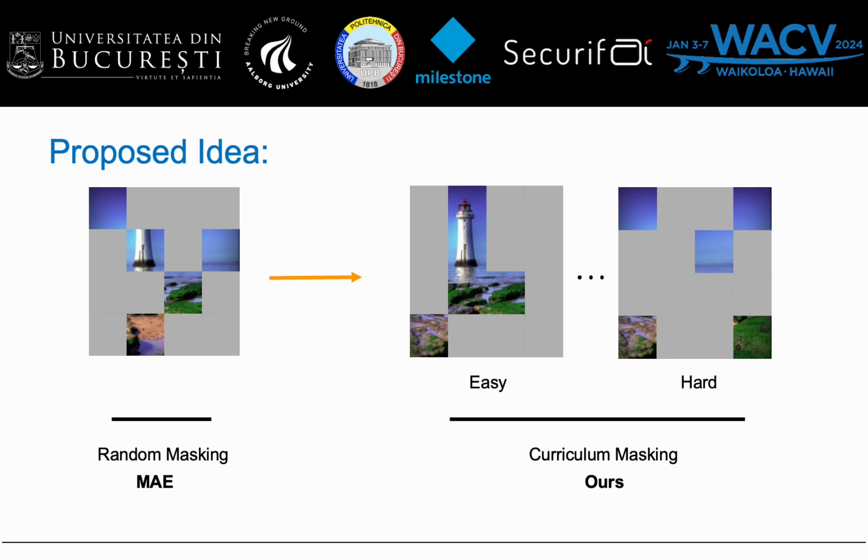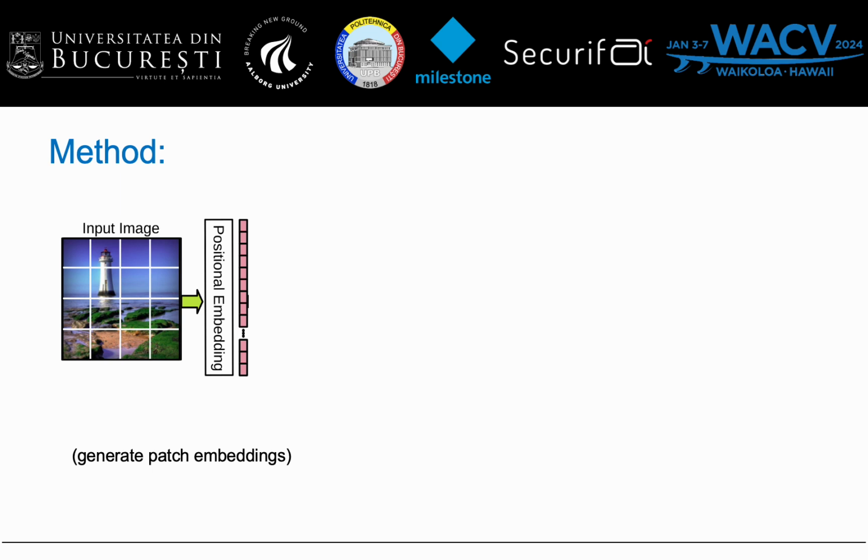Mask autoencoders are based on random masking. We, on the other hand, propose an intelligent masking strategy using curriculum learning, where we increase the complexity of mask from easy to hard as the training progresses. To obtain such masks, we propose a curriculum masking module. Now let's take a look into our curriculum masking module.